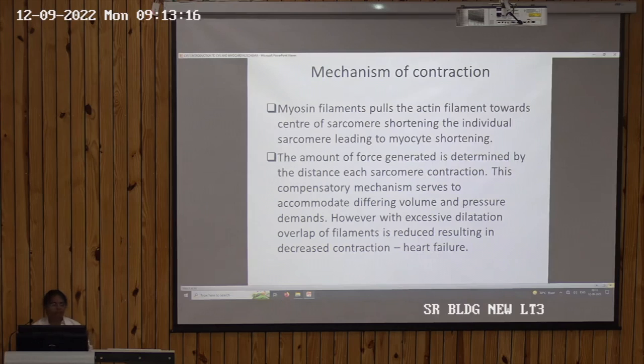So, heart dilatation is a form of a compensatory mechanism to increase force, but if the compensatory mechanism is overachieved, then it will result in heart failure.